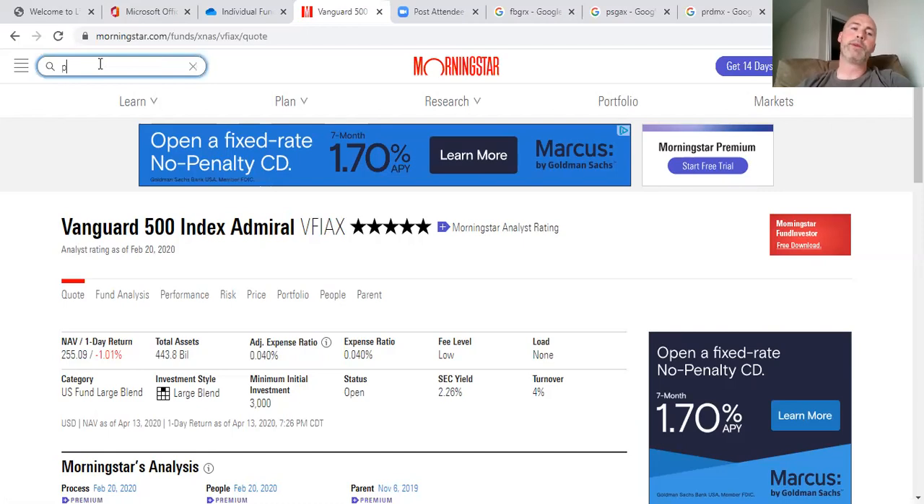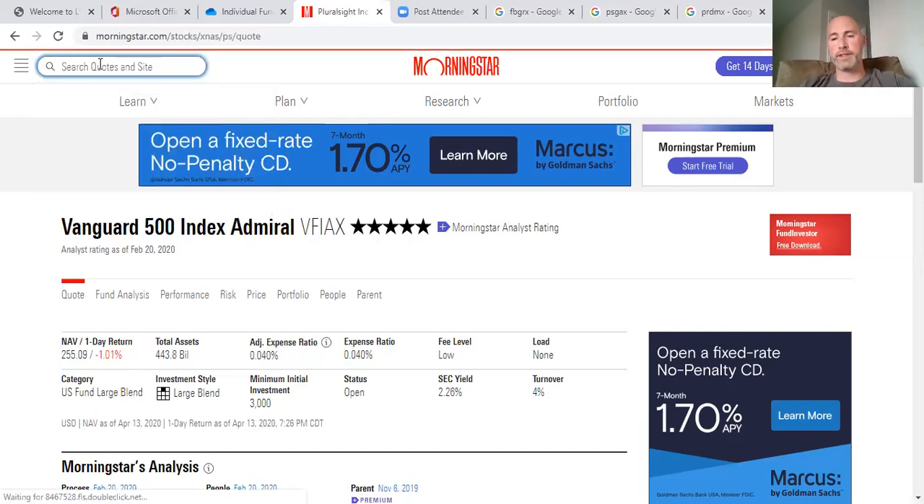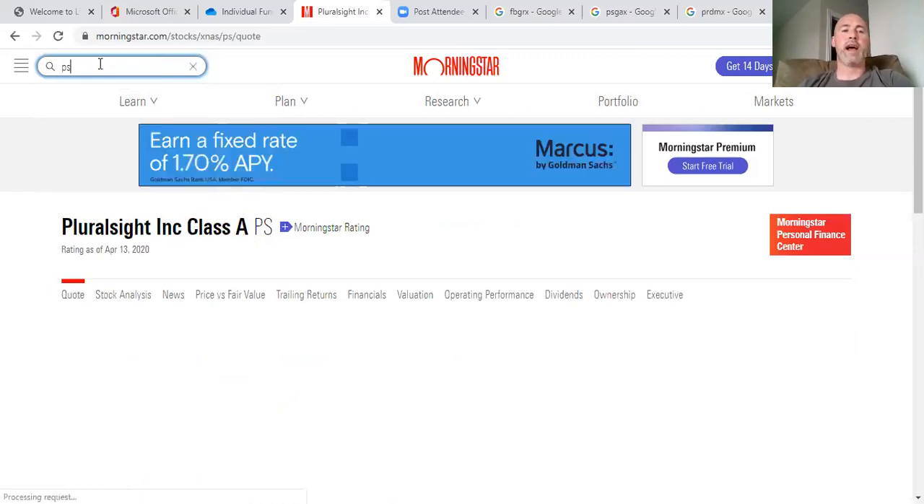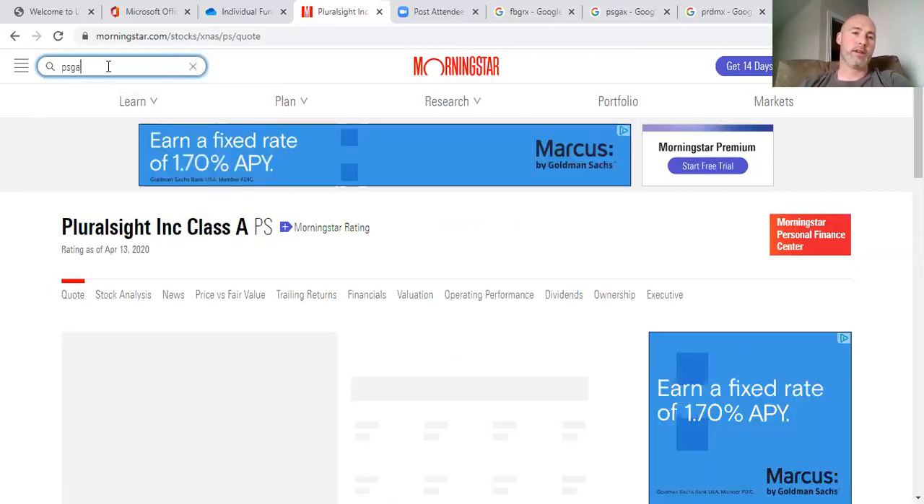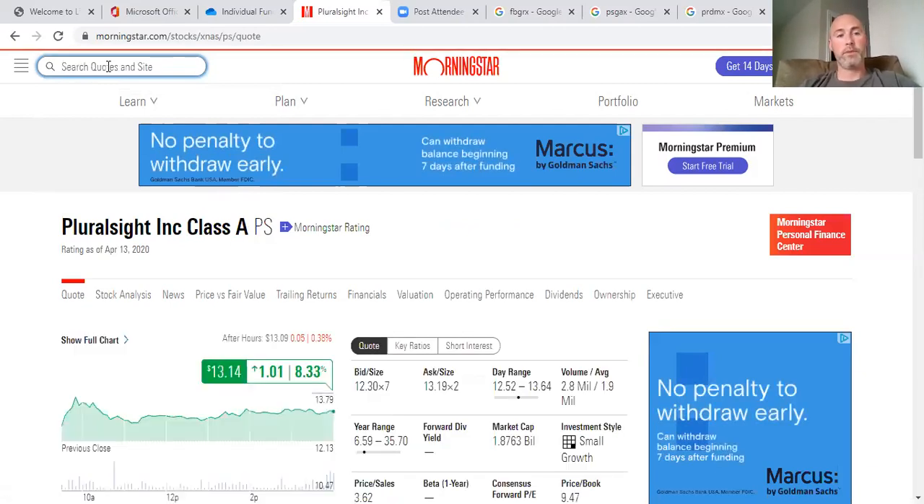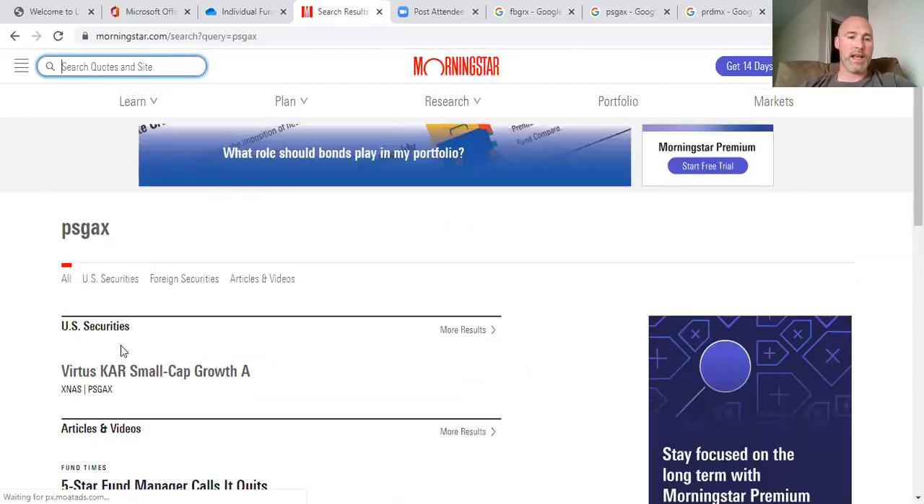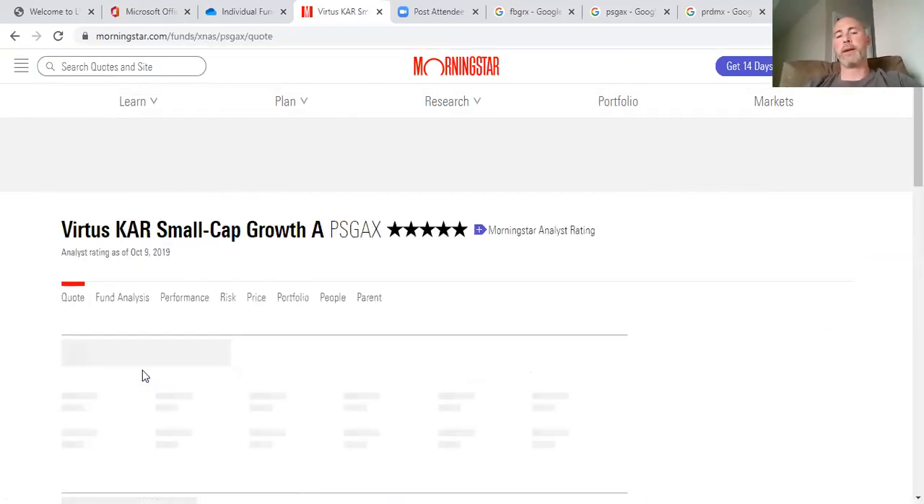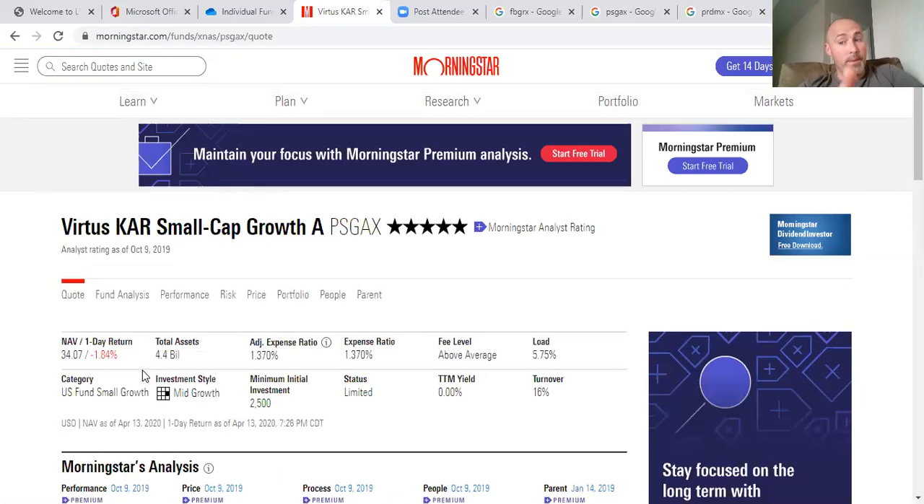In this search box up here, go and type PSGAX. PSGAX. Okay? And hit enter. Now, I have to click on this one right here, Virtus KR Small Cap Growth. This is my small cap mutual fund, and there might be 1,000 small cap mutual funds to look through. All you have to do is find one that you like, that you can jump in.